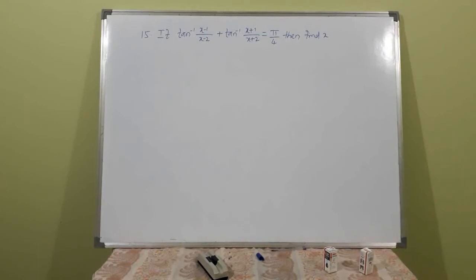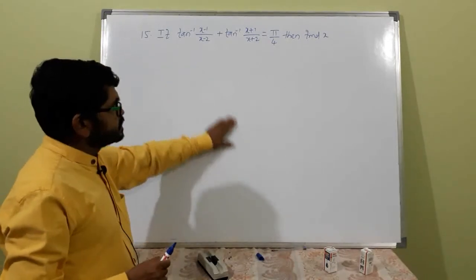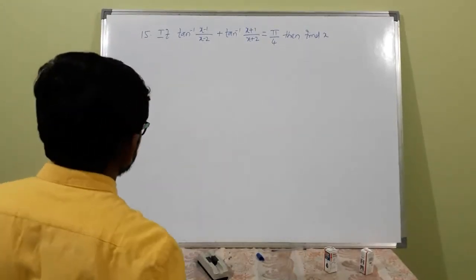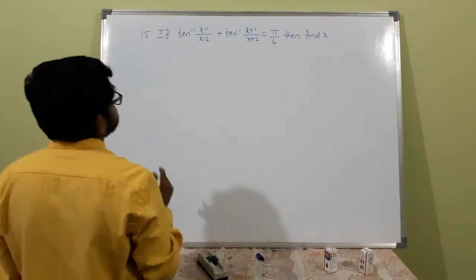Okay. This is another example. Tan inverse of (x minus 1 by x minus 2) plus tan inverse of (x plus 1 by x plus 2) is equal to 5 by 4. Then you are asked to find x. This seems to be complicated, but this is a very simple example. Just direct application of the tan inverse x plus tan inverse y formula.